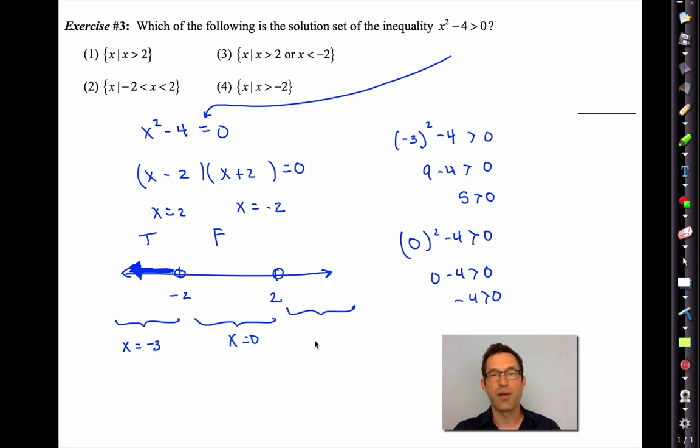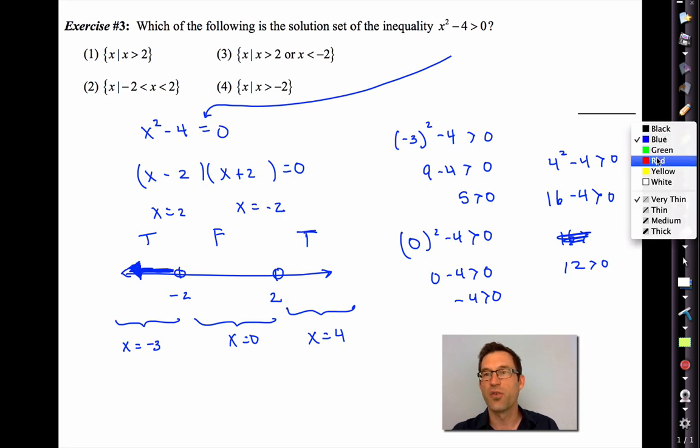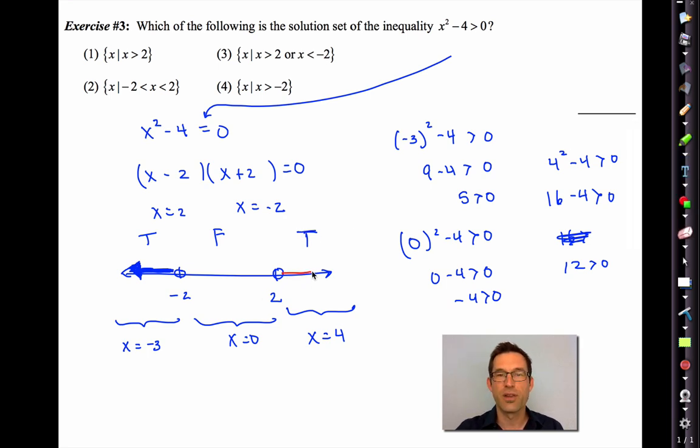Let me pick something out here. Why not? Let me go with x equals 4. So let me do 4 squared minus 4 is greater than 0. 16 minus 4 is greater than 0. As 12 is greater than 0, and that's true. Switching over to red, because I've hopefully learned my lesson.